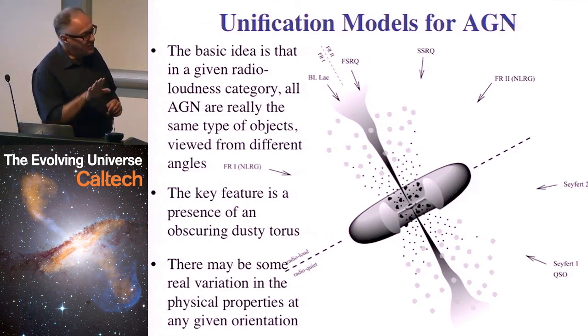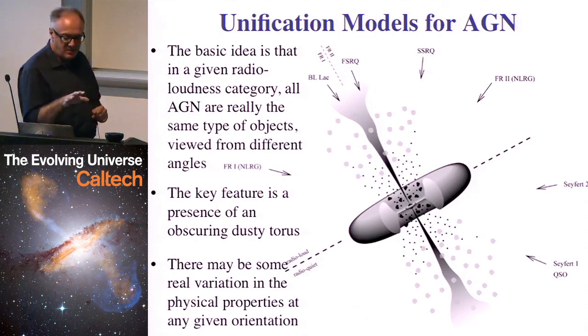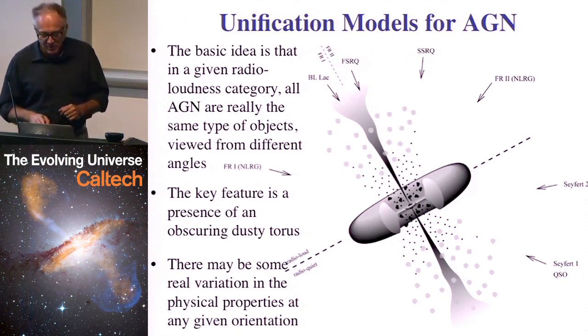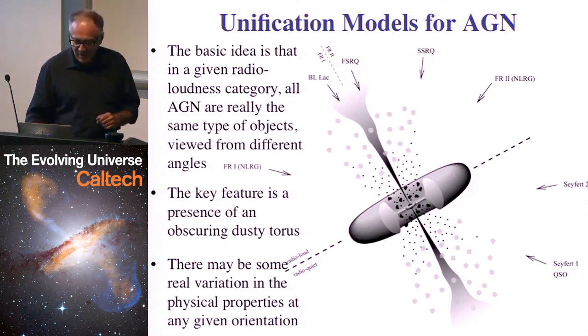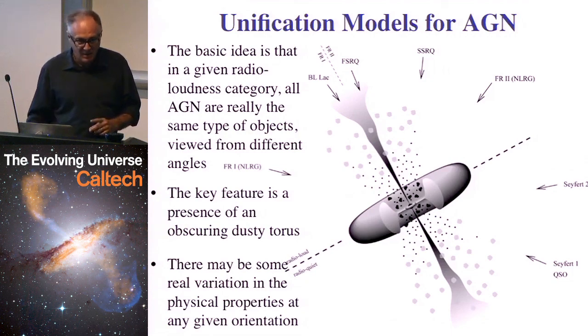But if you're looking from the side, the continuum source and the broad emission line region are obscured. You only see the narrow emission line clouds, and those are a type 2 AGN. And if you're lucky and look right down the jet, then you have all these extra phenomena due to Doppler boosting, and those are the BL Lacs. So this picture can pretty much explain all of the observed phenomenology, with one exception: it doesn't necessarily tell you why some are radio loud and some are radio quiet.